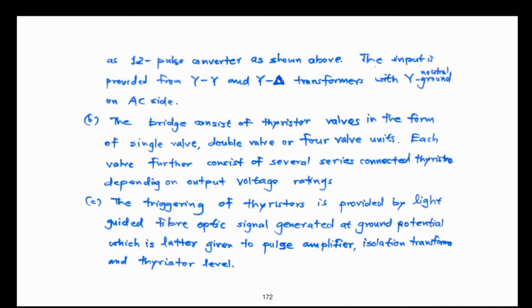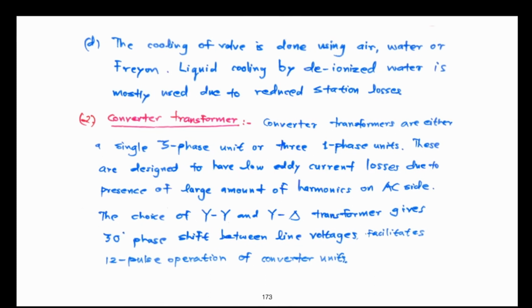Let us now move ahead and check the further important point, that cooling of the thyristor wall is done through air, water or freon, and liquid cooling by deionized water. Liquid cooling by deionized water is mostly used due to its reduced station losses.